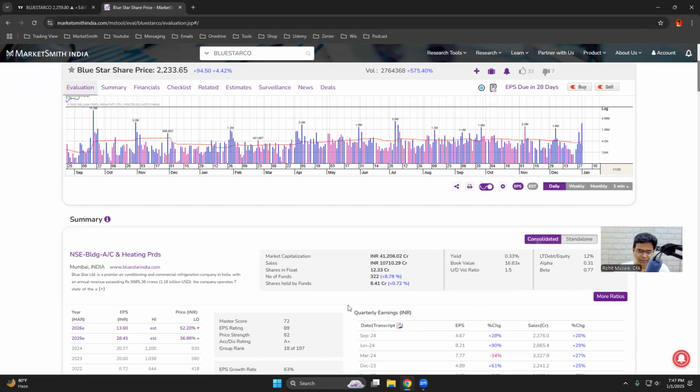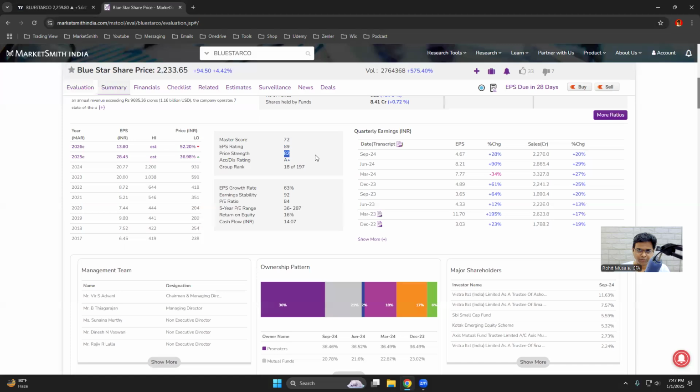Have a look at price strength. 82 is perfect. Buyer rating is A plus, perfect. Group rank is less than 40, perfect. So comparatively, this stock is very strong. I don't even need to look at the industry strength, whether it is improving or declining. Just these three parameters are more than enough for me to conclude that the stock is comparatively strong.